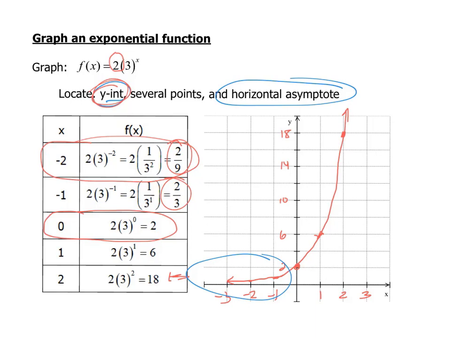The asymptote means that our graph is getting closer and closer and closer to that line that represents the x-axis, and it approaches it, but it never actually touches it. The equation of this horizontal asymptote is y equals 0.